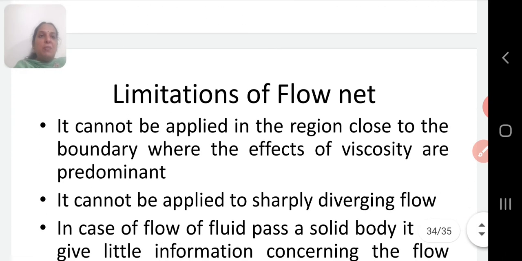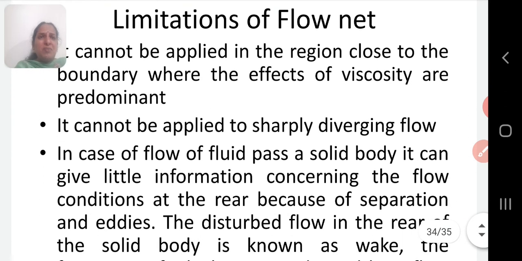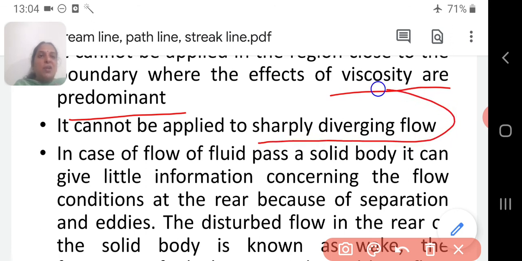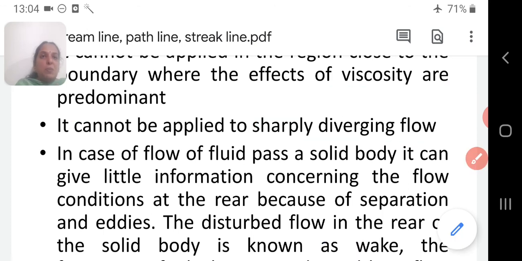But we have some limitations of this flow net also. That is, it cannot be applied in the region close to the boundary where the effects of viscosity are predominant. So, if the viscosity is predominant in the boundaries, then we cannot go for doing this flow net. Normally, we consider that the boundaries will not be affected much by the viscosity, so that the flow net will be able to be done. And we cannot do it very specifically for the sharply diverging flow, as I already told you. Okay, so it cannot be done for the sharply diverging flow.